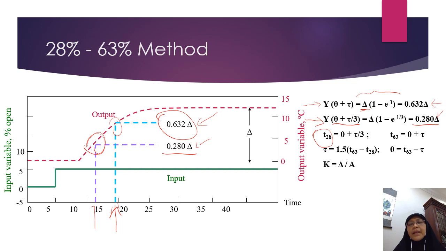The time at which it's 28% is actually theta plus tau over 3. The time at which it's 63% is theta plus tau. So having these two equations with two unknowns, we can easily solve for it. So this is the equation for tau, and this is the equation for theta. Now, can you try and derive this on your own? We'll talk about this in class.